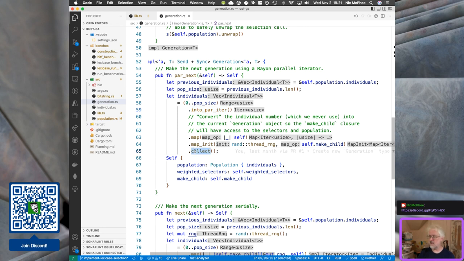We'll collect those into a vector. That'll be the new vector of individuals, and then we'll make a new generation, which has the population in it. This weighted selectors, again, we'll probably just skip that and just use lexicase for the purposes of benchmarking, especially since lexicase was clearly much, much slower. And this make child function, which we'll just pass around as an argument, or not even bother with that, perhaps. Yeah, we'll see.